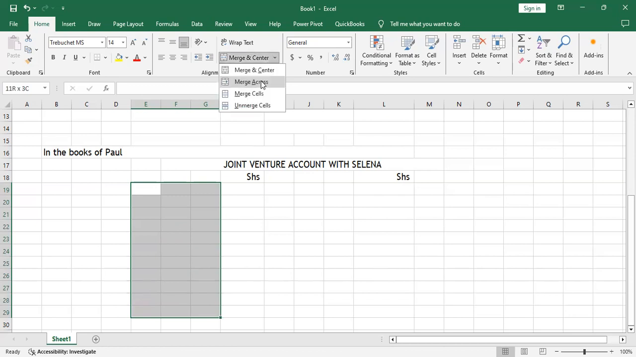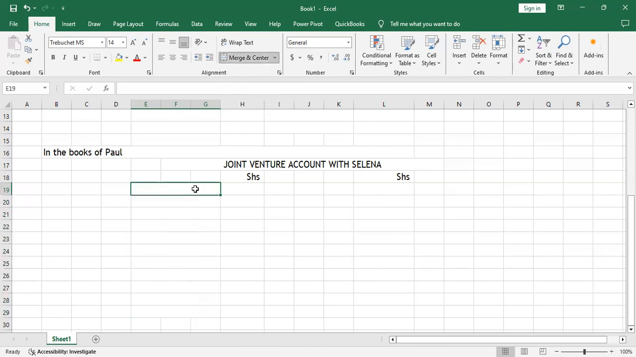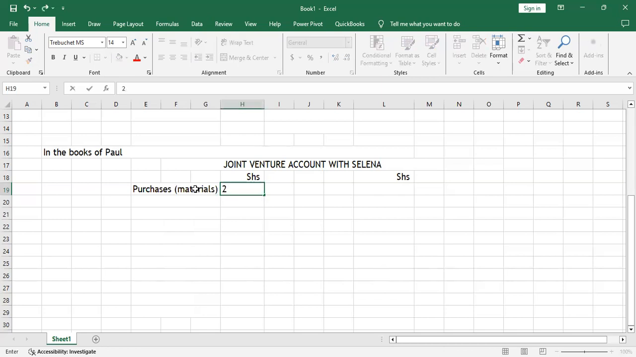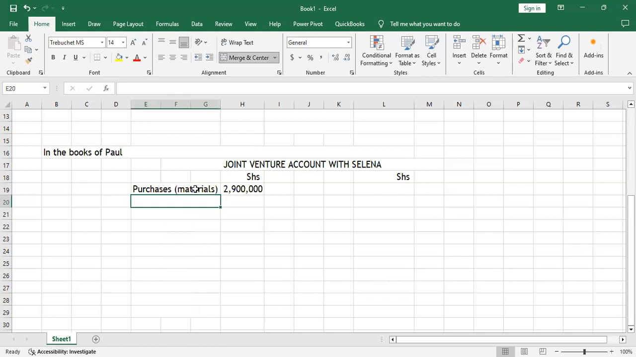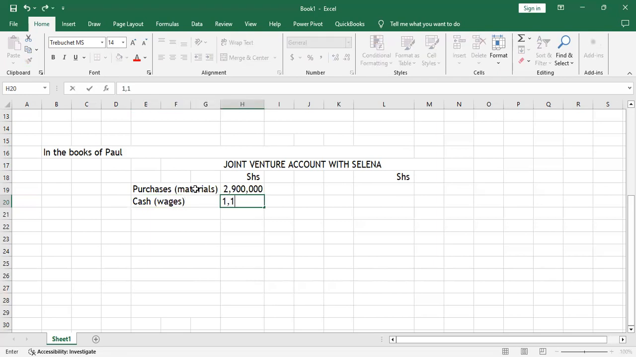One by one. So we still have the purchases, that is the purchase of the materials. Paul paid 2.9 for the materials. We have cash that was paid in respect of the wages by Paul. That is 1,150,000.